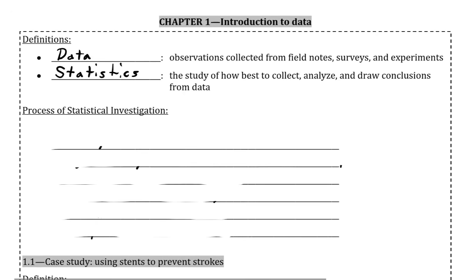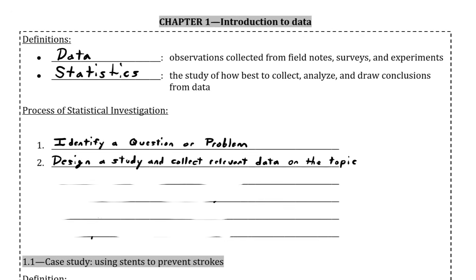There is a step-by-step process of 6 stages that you will see conducted in most of, if not all, examples in this class. First, we will identify a question or problem that we wish to answer, followed by designing a study and collecting relevant data on the topic.